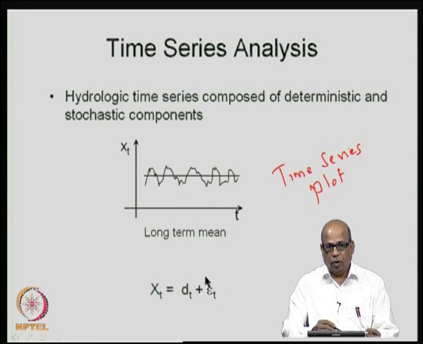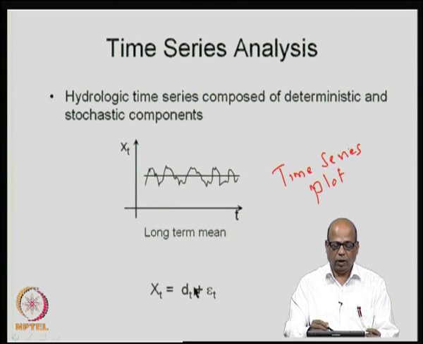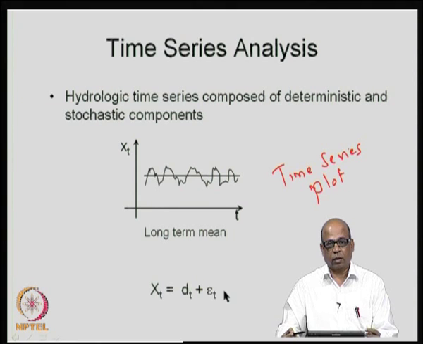So, the challenge of the time series analysis is precisely to identify this d t and epsilon t. Once you identify the mathematical nature of d t and the mathematical nature of epsilon t, you write x t as simply equal to d t plus epsilon t. So, there are certain random fluctuations of the process occurring around a deterministic component.